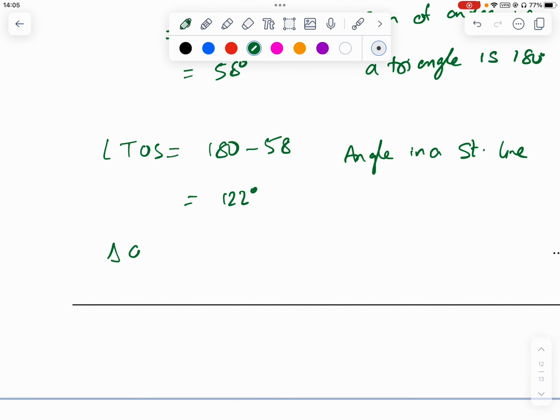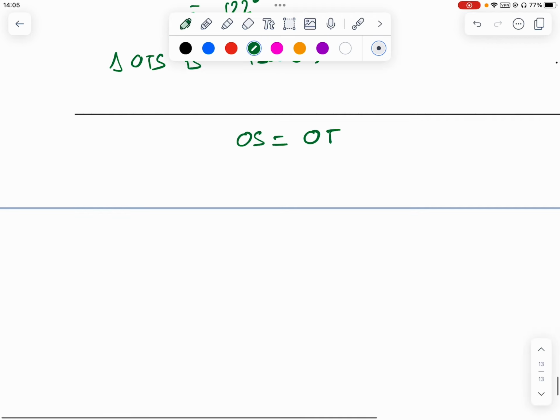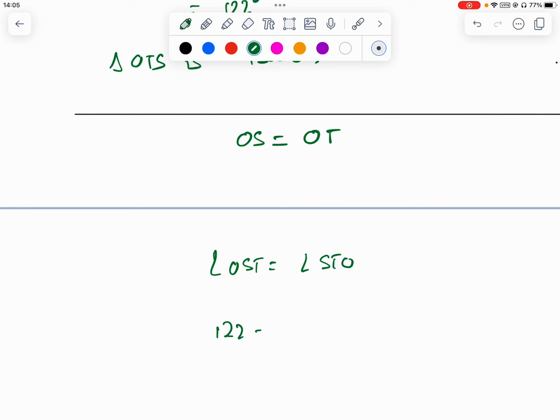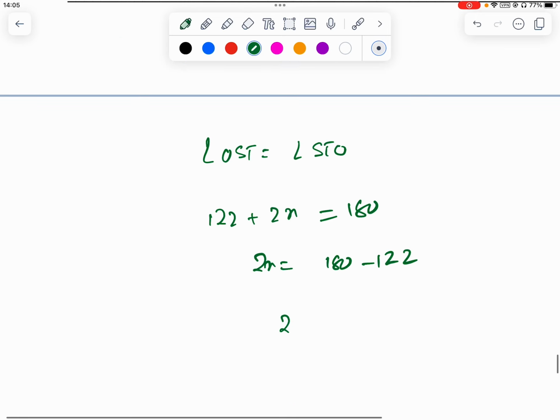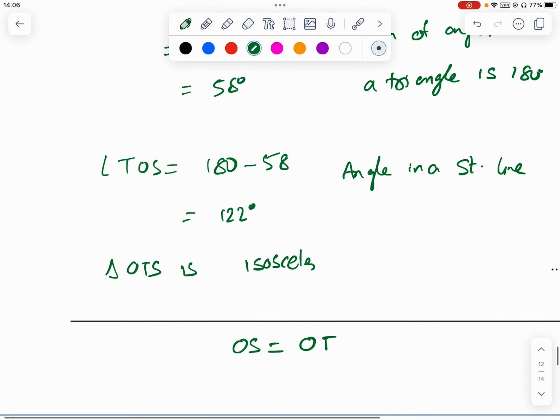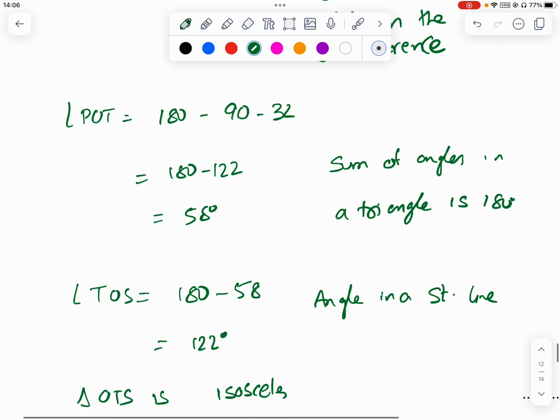Then triangle OTS is isosceles. So what else has been given? OS equals OT. If OS equals OT, angle OST equals angle STO. So 122 plus 2x should equal 180. So 2x equals 180 minus 122. So 2x equals 58. x equals 29. That's going to be the answer. x is 29 is the final answer.